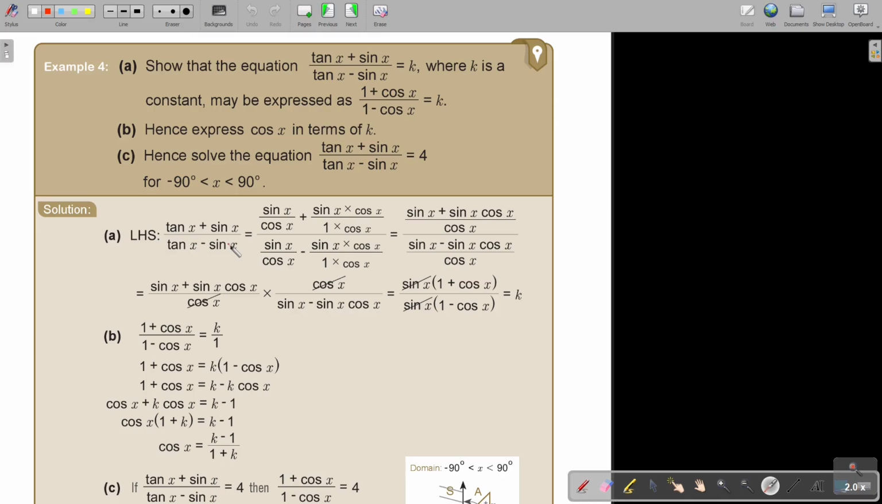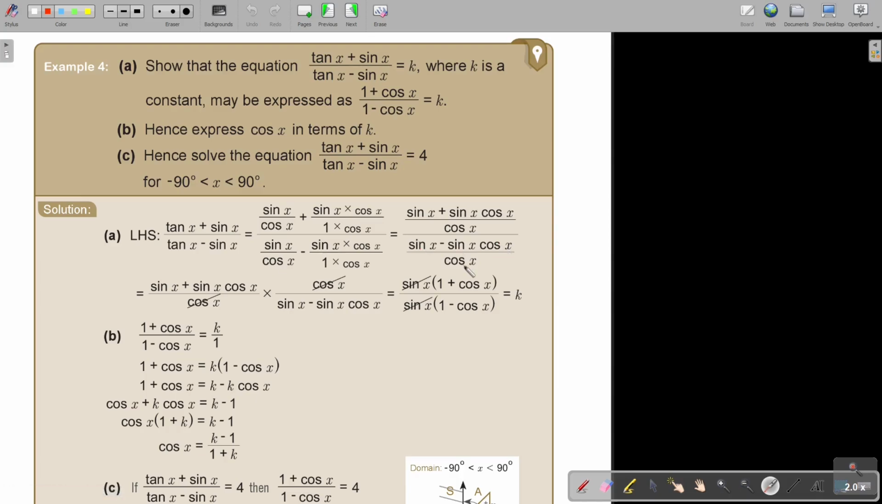So tan x will be sin x over cos x. Make the second term a fraction by saying sin x over 1. So we have sin x over cos x minus sin x over 1. Then make the denominators the same, so I must make both cos x. I multiply by cos x, and multiply by cos x. So I'm getting sin x plus sin x cos x over cos x. The same here: sin x minus sin x cos x over cos x.